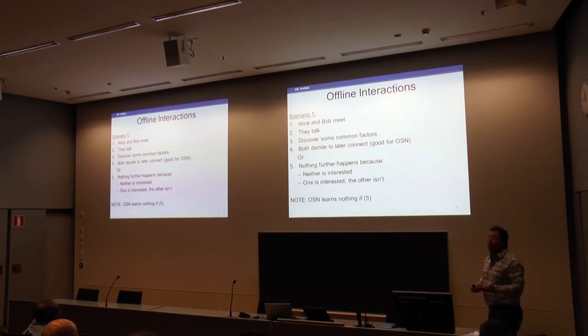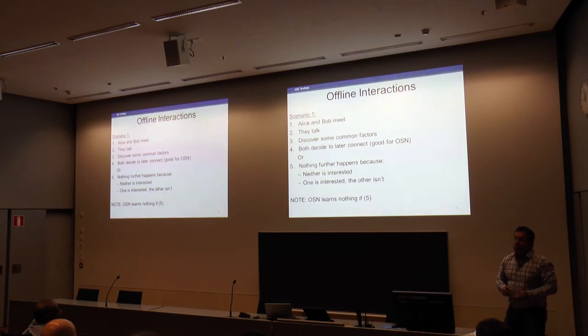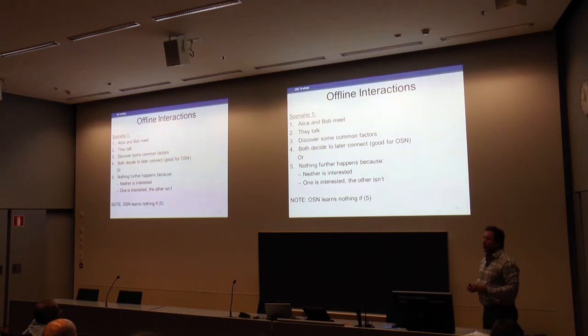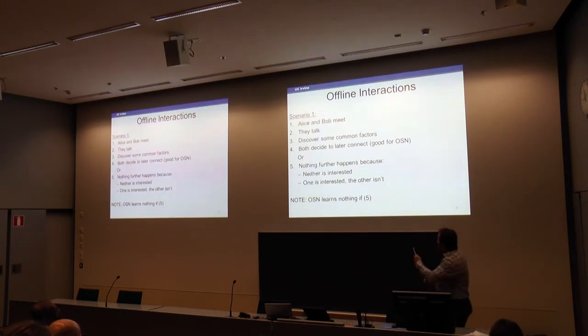Of course, nothing could happen. They could decide not to connect. In particular, one of them might not be an OSN user, but that's unlikely, so they would just say, okay, we don't have enough in common, forget it. The OSN hasn't suffered. The OSN hasn't lost anything here. The analogy is that if the tree fell in the forest and the OSN wasn't there, who cares? It didn't lose it. So the OSN learns nothing if Alice and Bob do not proceed.